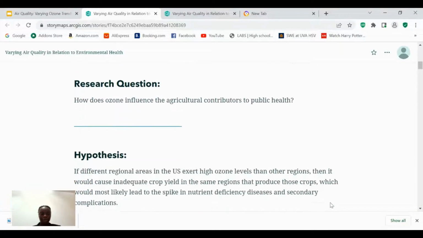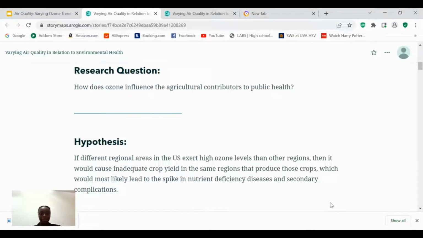So here's my research question and my hypothesis. My research question is, how does ozone influence agricultural contributors to public health? And my hypothesis is, if different regional areas in the US exert higher ozone levels than other regions, then it will cause inadequate crop yield in the same regions that produce those crops, which will most likely lead to a spike in nutrient deficiency diseases and secondary complications.